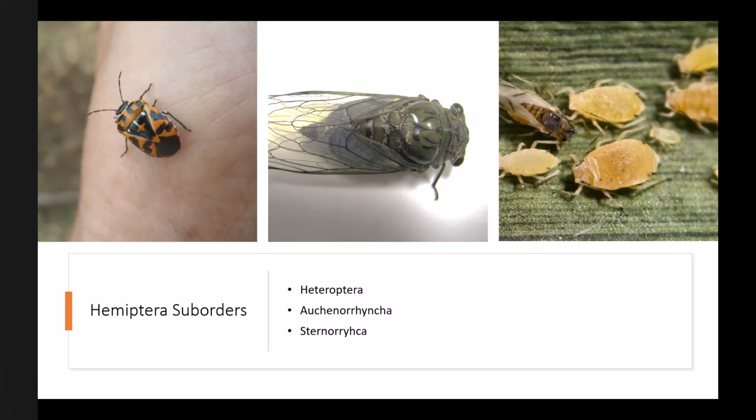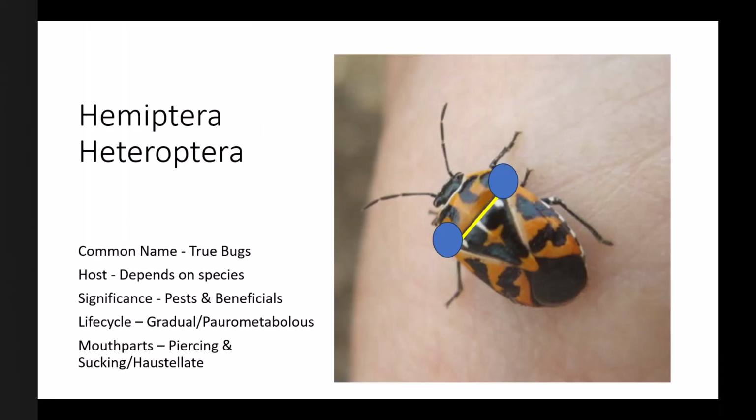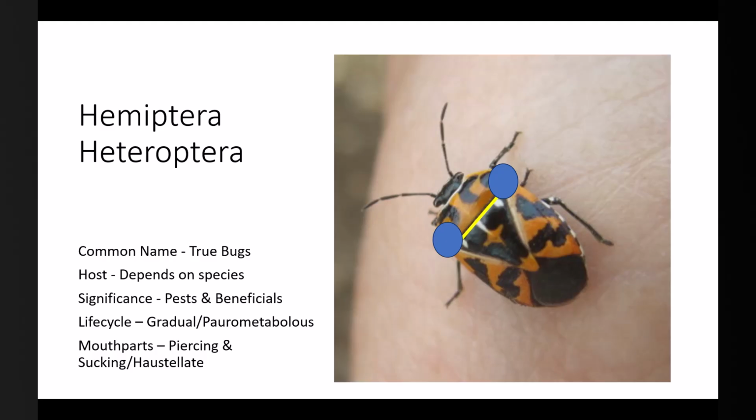Starting out with that suborder Heteroptera, these are all the true bugs, and their host is going to, again, depend on the species. They're pests and beneficial. All have gradual paurometabolous life cycle, piercing and sucking mouthparts because they're within that order Hemiptera. We're just subdividing them out. So this suborder Heteroptera are all of the true bugs, and the way that their wings lay over their back is how you can easily identify that this is in the suborder Heteroptera.